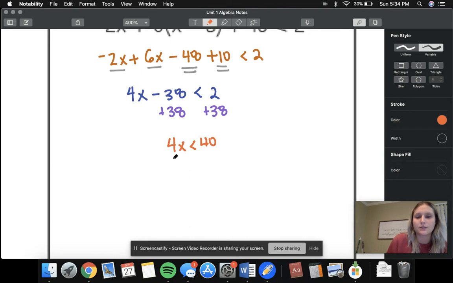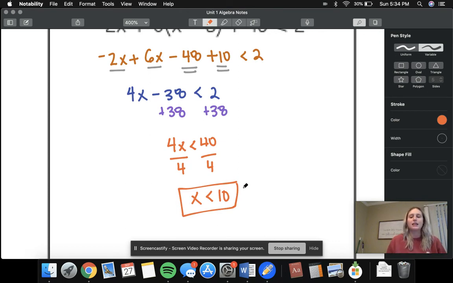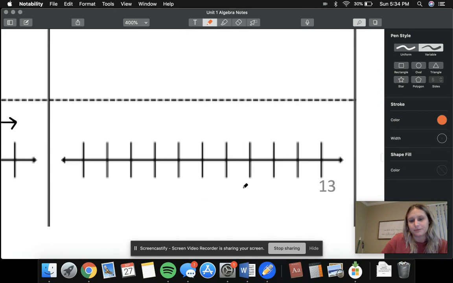Four x is less than 40. We will divide by 4. And because we divided by a positive number, we don't have to flip anything. 40 divided by 4 is 10. So x is anything that is less than 10. So we will write 10.